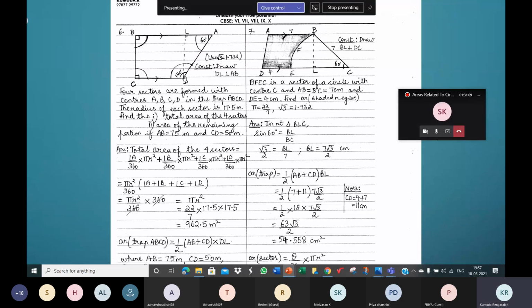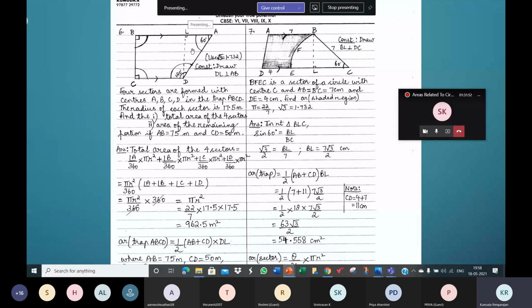So from D, we draw a perpendicular DL, DL perpendicular to AB. Why do we draw this? So that we have a right triangle, and we can use trigonometry and find the length of DL. We are given AB is 75 and CD is 50, so we know the lengths of the parallel sides. We don't know the distance between them, so we draw this line segment DL, which represents the distance between the two parallel sides.